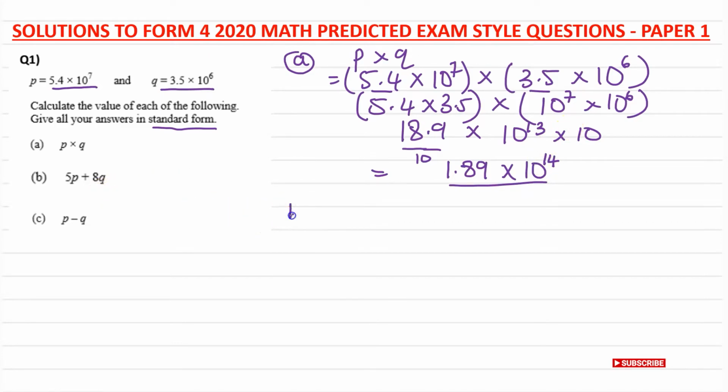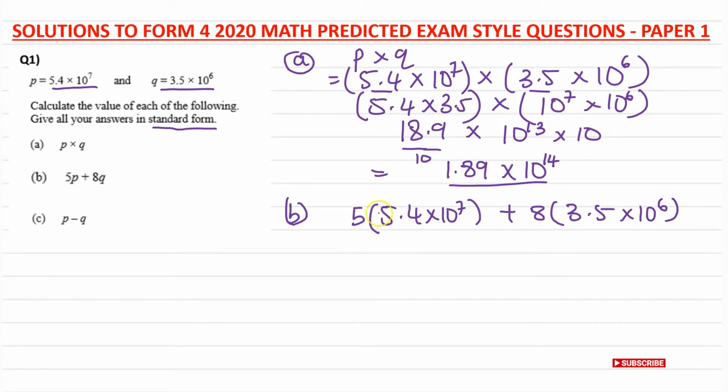Now for B, we are asked to do 5P plus 8Q. So let's do that. So 5, and we know P is 5.4 times 10 to the power 7, plus 8Q. So 8, and Q is 3.5 times 10 to the power 6. If you do this calculation, 5 times 5.4, this will give you 27, and then you have your powers of 10. So 27 times 10 to the power 7 plus, let's put these in brackets, 8 times 3.5, that's going to give you 28. So it's 28 times 10 to the power 6. So that is that number.